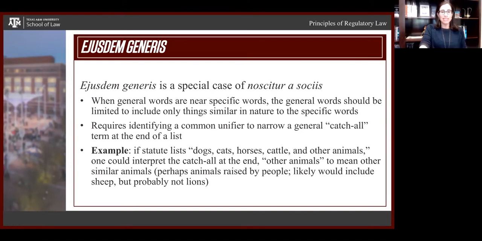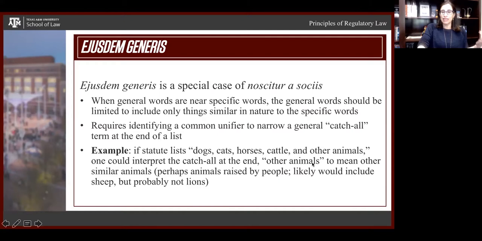Let's say you have a statute that lists dogs, cats, horses, cattle, and other animals. So we have this phrase, and other animals, at the end. That's our catch-all term that makes us different from, say, just a finite list of animals. So how should we interpret and other animals?